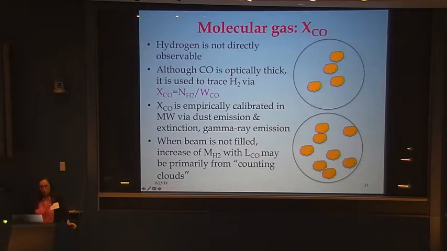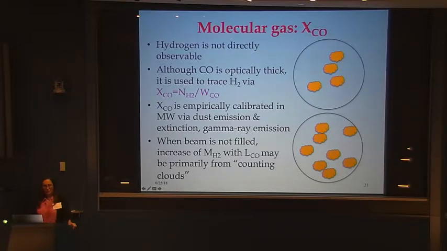Okay, so molecular gas. The most common tracer for molecular gas is CO. That's because the hydrogen is not directly observable at the densities and temperatures where most molecular gas is found. H2 can be observed, so you can see H2 IR emission, but only in shock-heated regions under particular conditions. So generally, molecular gas is not observed in H2. CO is optically thick.